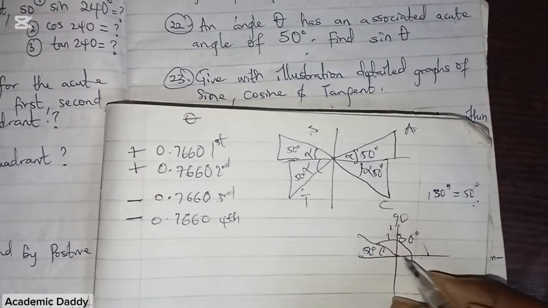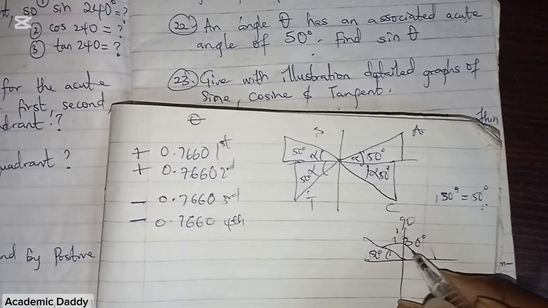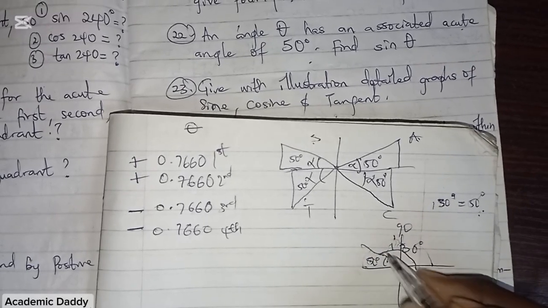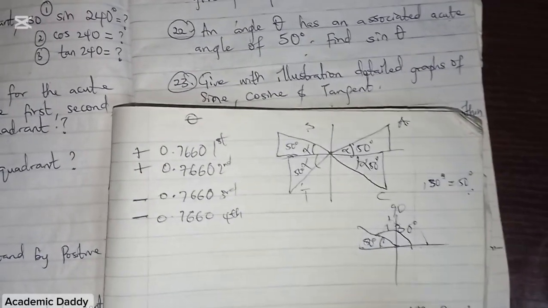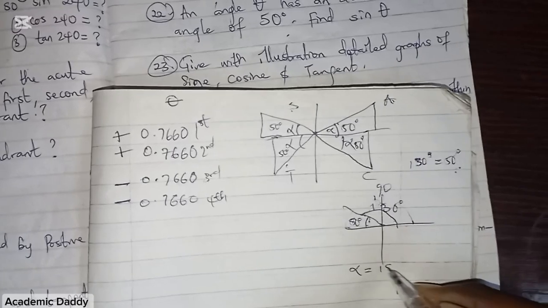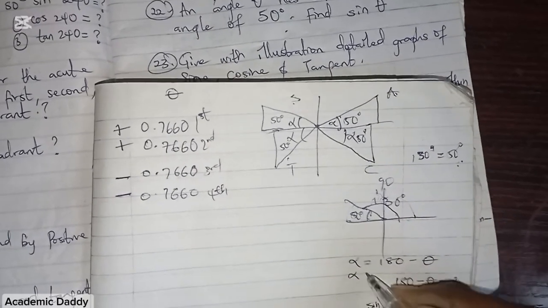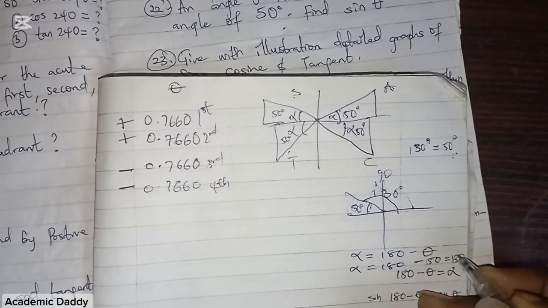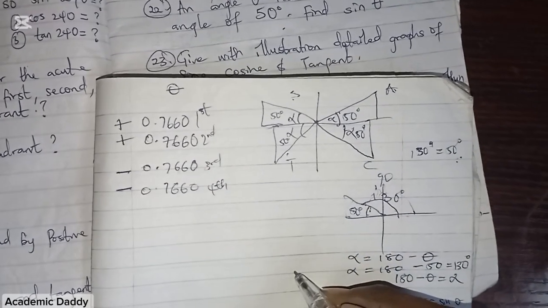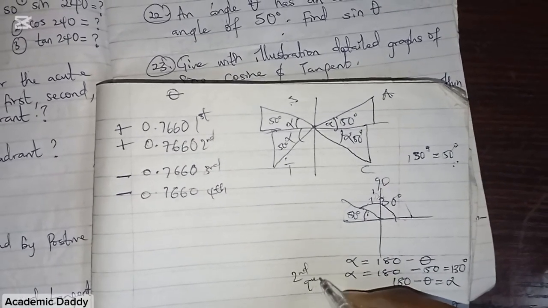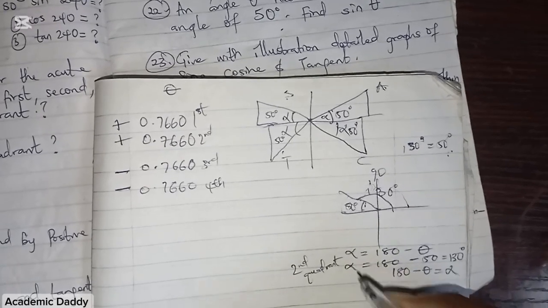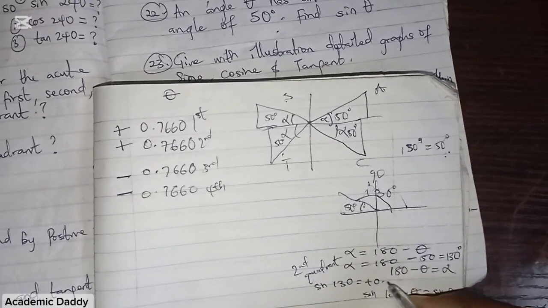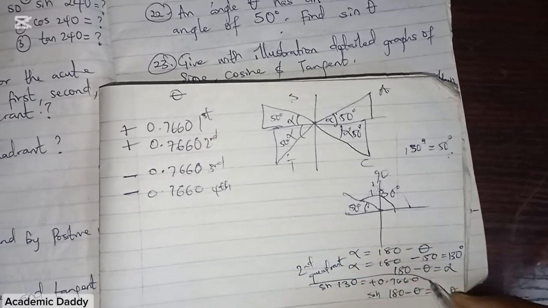So in the second quadrant, this angle is 130. So 130 is the same thing as 50 degrees. In the second quadrant, using alpha equals 180 minus theta, alpha is equal to 180 minus 50, which is equal to 130 degrees. So if you punch sine 130, it will still give you positive 0.7660.